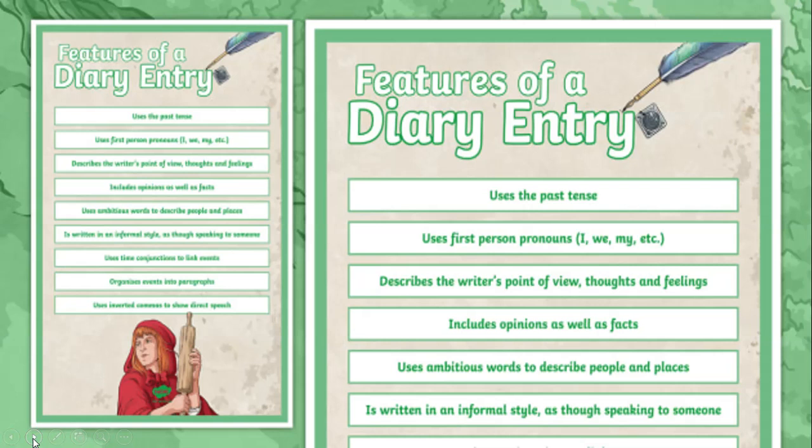It includes opinions as well as facts. Both the things you can give. You can write your opinion and you can also write the facts. Uses ambitious words to describe people and places. It is always written in an informal style, as though speaking to someone. That is why we always consider diary as our friend, because it is always written in an informal style, as if we are talking to a person, as if we are talking to a friend.